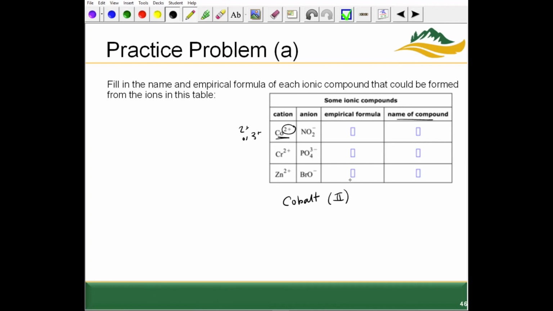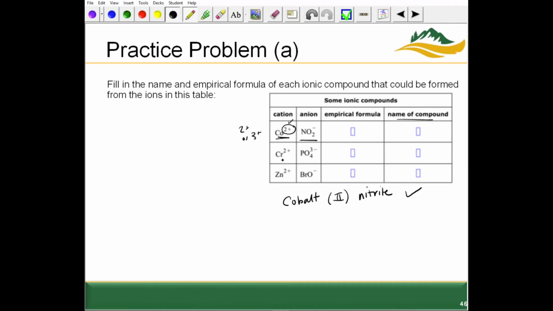Because this can form more than one type of cation, we need those Roman numerals there. Then NO2 minus, we could memorize or have it written on our note card. This is the polyatomic anion of nitrite. Okay, so NO2 minus, nitrite.